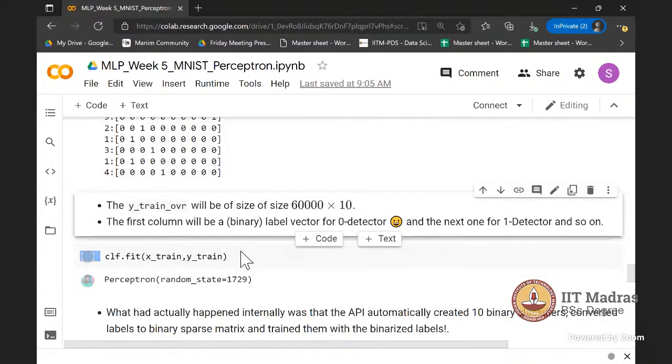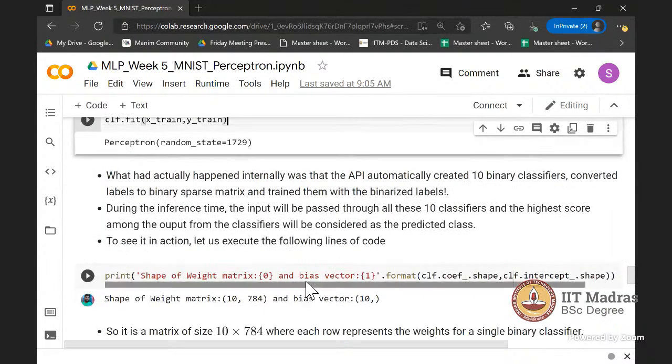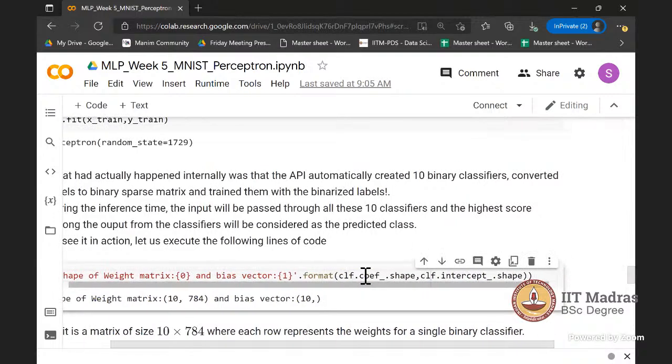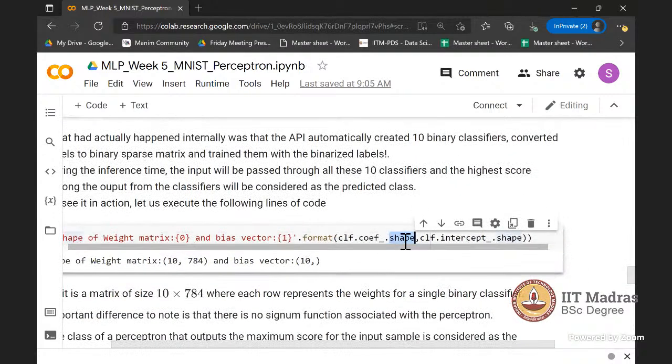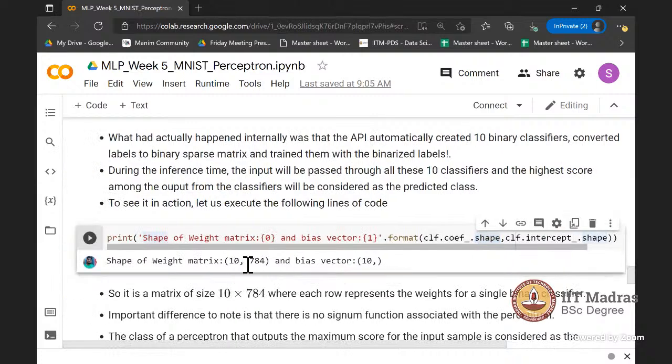Now here we are training our model. After we train the model, let's look at the coefficient matrix as well as the intercept. You'll find that the shape of those two is 10 by 784. So 10 stands for the number of classes. For every class, it has trained a classifier, 1 versus rest, just like we did for 0. And the bias also has a shape of 10, 1. That means for every classifier, we have a bias term. So 10 classifiers, that means 10 bias terms.